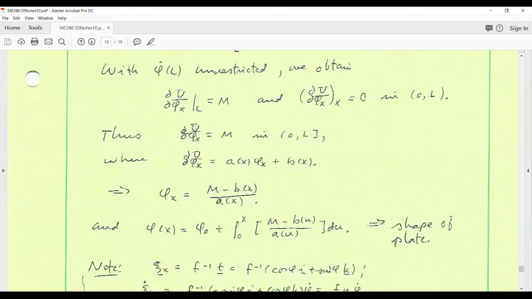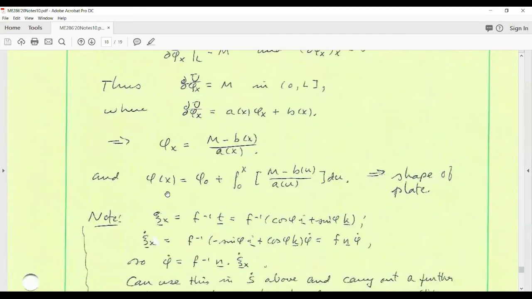On the other hand, from the expression for u that we had, the derivative with respect to phi x is just this. Remember, it's quadratic in phi x. So we can equate this to m, given constant, and we get the derivative of the deformed shape, the angle that specifies the deformed shape. Integrate that, and you get the angle phi of x that specifies the deformed shape of the plate, very simply.